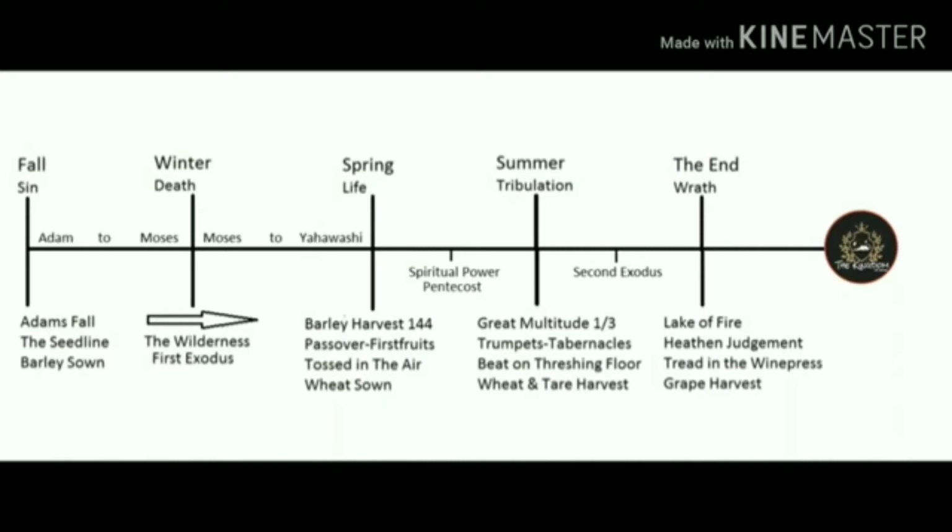The entire story is wrapped up in the seasons, and this entire story is also being told in our feasts. Down at the bottom, at the very beginning, under the fall and under sin, is Adam's fall. Then you see the seed line, which would have been carried down through Abel, but Cain slew Abel, and it went down through Seth and on down the line. And where it says barley sown, the barley is sown in the fall. This indicates that we were foreknown by Him from the beginning, the first created spirits.